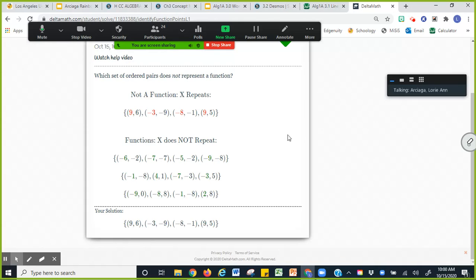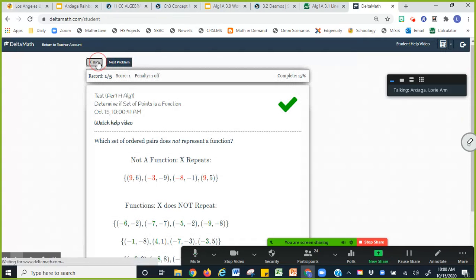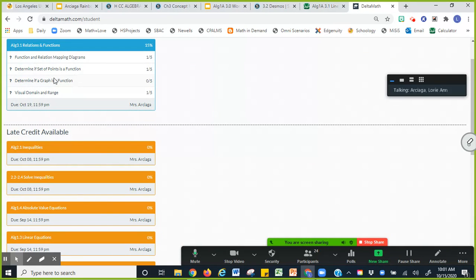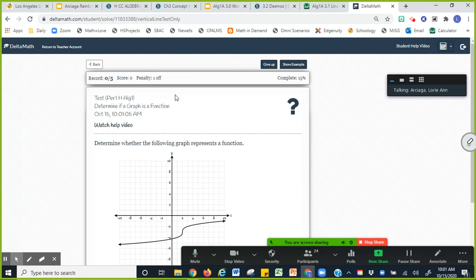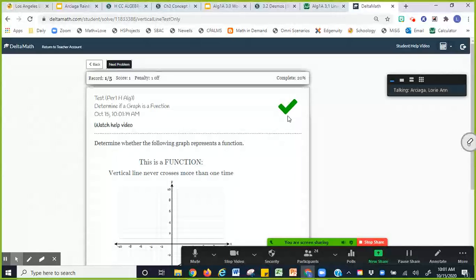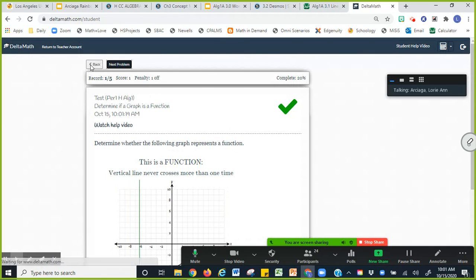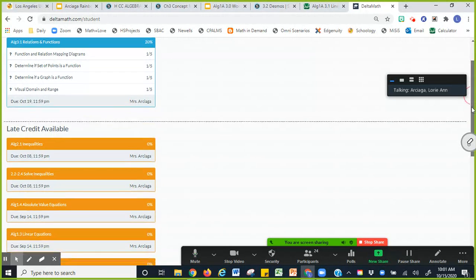Do you have any questions for me? I hope I was able to model each kind of question right there. I think I finished it, right? Is there anything I skipped? Oh, determine if a graph is a function. You're going to do the vertical line test. If it crosses your graph only once, then this will be a function. Yes, I see that one. That's a nice simulation. Alrighty, I do hope I was able to help you with that.